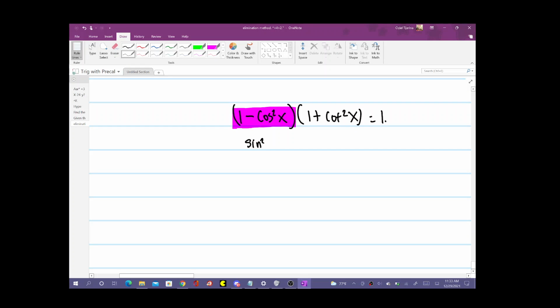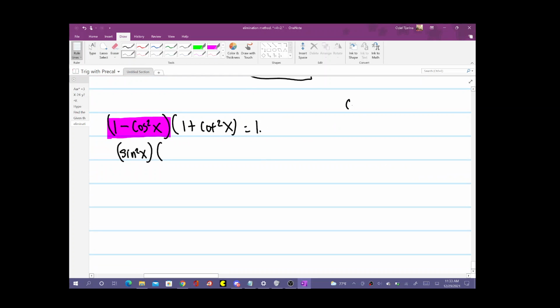Sine squared x times 1 plus cotangent squared x. Now, what is cotangent? We know that cotangent x is cosine of x over sine of x. Cotangent squared x equals cotangent x all squared.